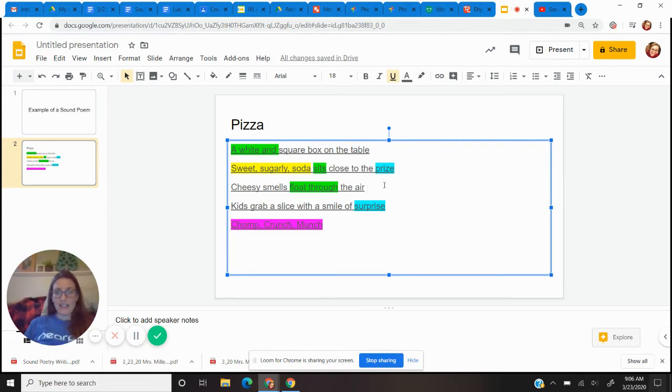"Kids grab a slice with a smile of surprise." I don't really feel like anything needs to get fixed there. I like how it sounds and says what it says. "Chomp, crunch, munch." I think that is fine as well.